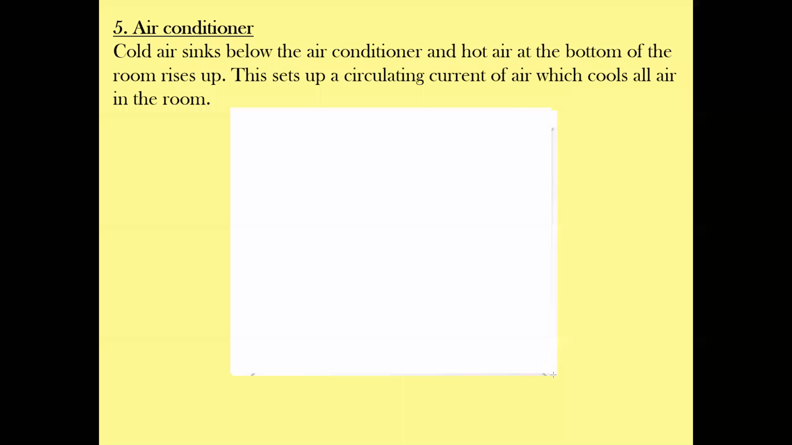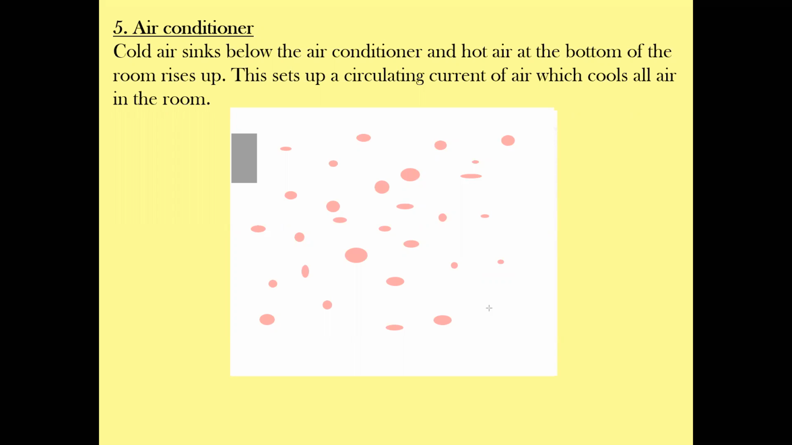Like for example, say this room has an air conditioner or AC, and there are air particles in the room. So when you are using an AC or air conditioner, what is the purpose of this AC? Does it remove heat energy from the air particles or supply heat energy to the air particles? So it is removing the heat energy.